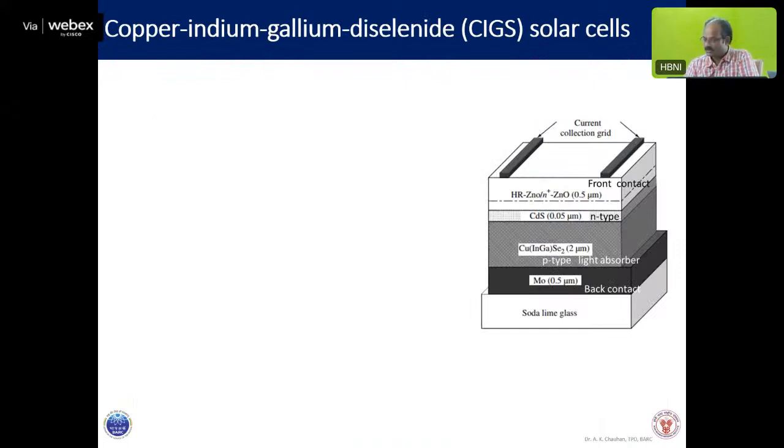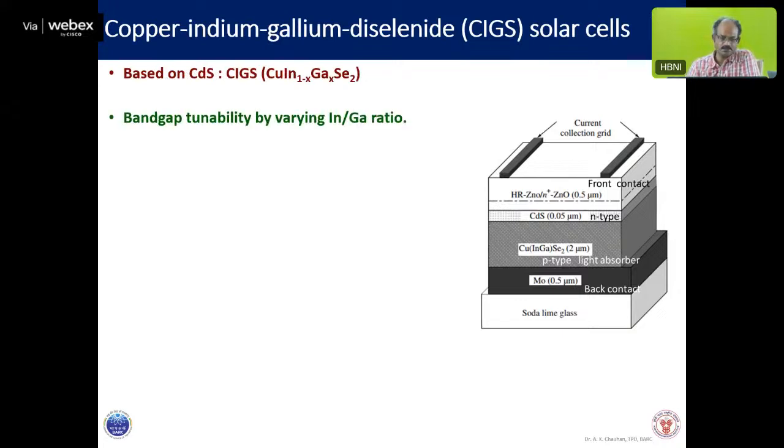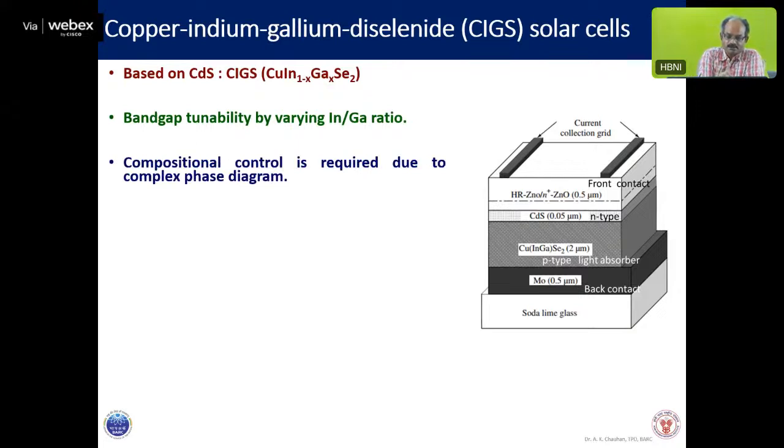Now we come to another thin film, which is the copper indium gallium diselenide solar cell. This is based on cadmium sulfide and CIGS. One is CdS and another is CIGS material.